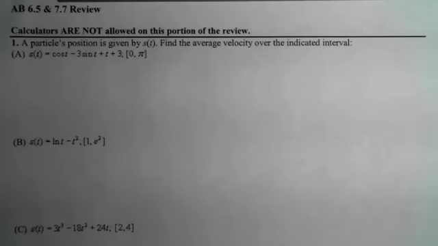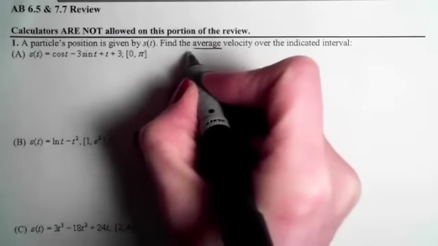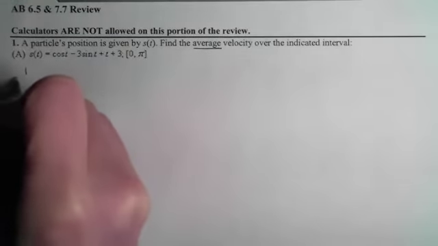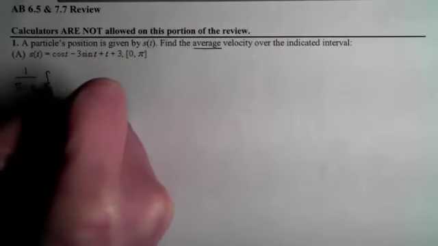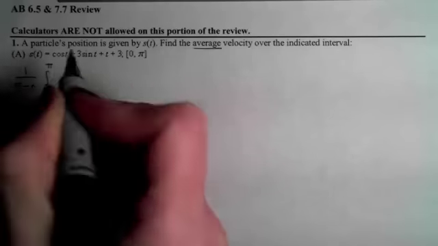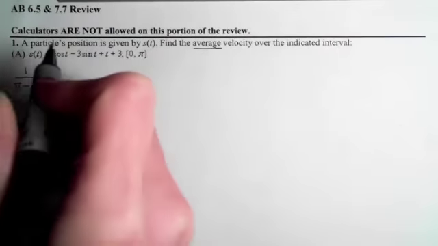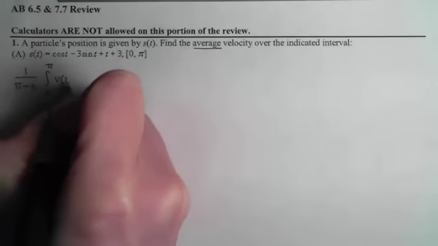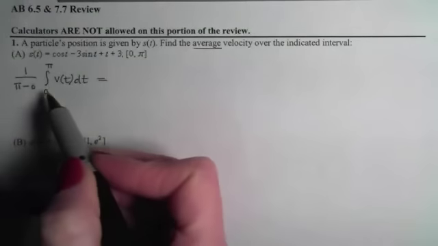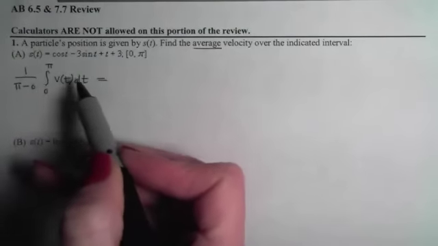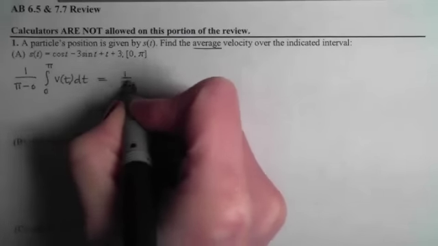So if you recall from section 6-5, anytime you see the word average, then you will have to do 1 over b minus a times the integral from a to b of the thing you want the average of. So we want the average velocity. That means I need to have the velocity inside here. Now that I've got this inside, I'm ready to answer the question, what did I take the derivative of with respect to t that gave me the velocity function? And that would be the position function.